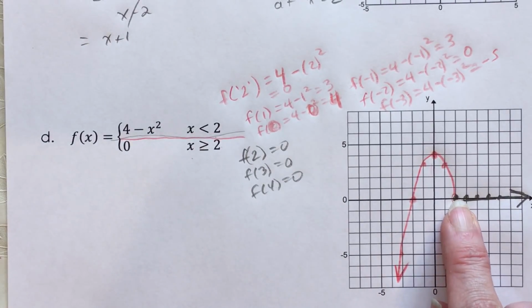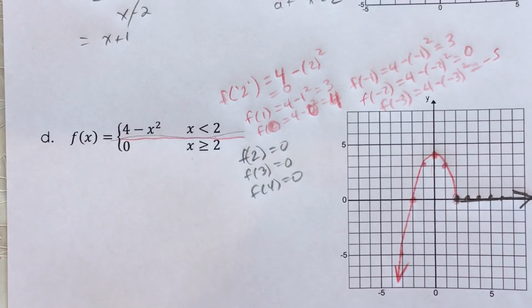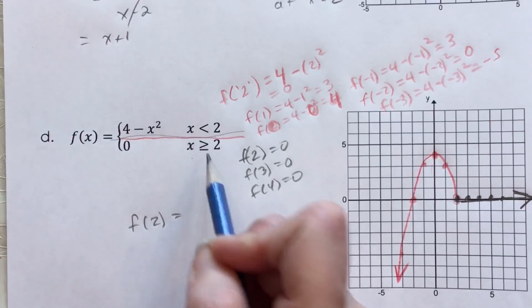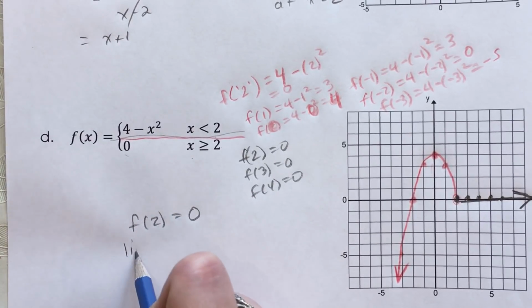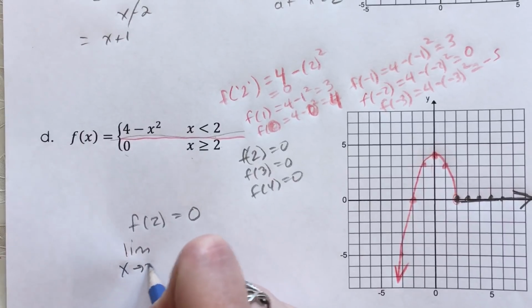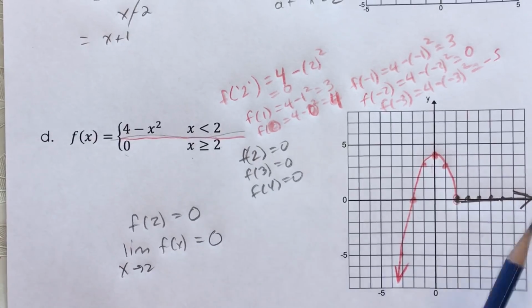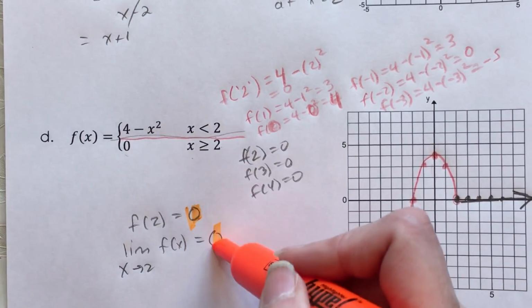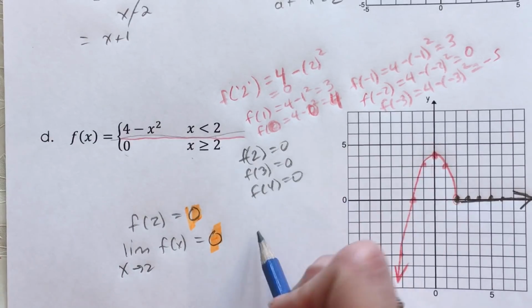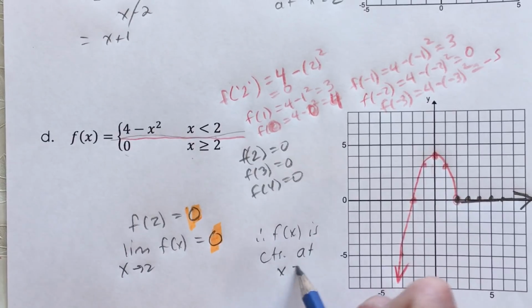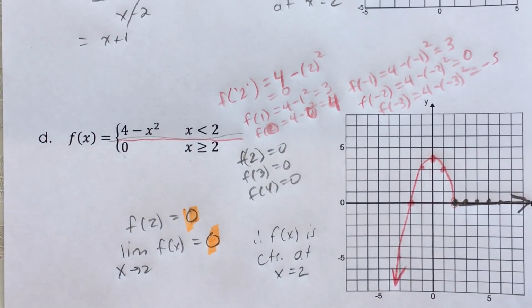We can see that that hole we put around a filled in dot so that it's continuous everywhere. But we could still check our test. So f at 2 is equal to 0. The limit as x approaches 2 of f at x, so the limit from the left and the limit from the right, are both 0. These are the same. So therefore f at x is continuous at x equals 2. And again, no gap, no hole when we put the pieces together.